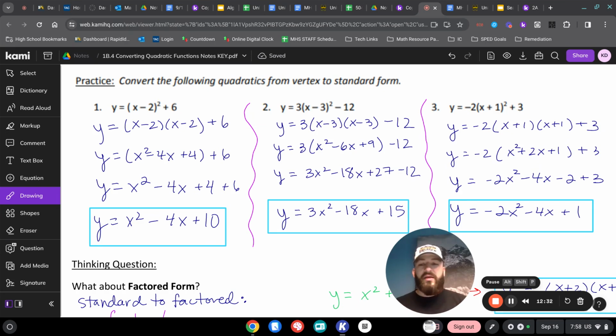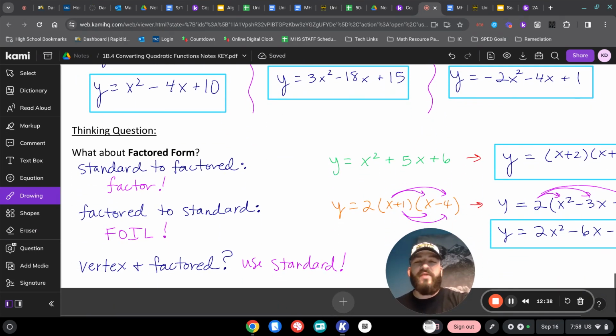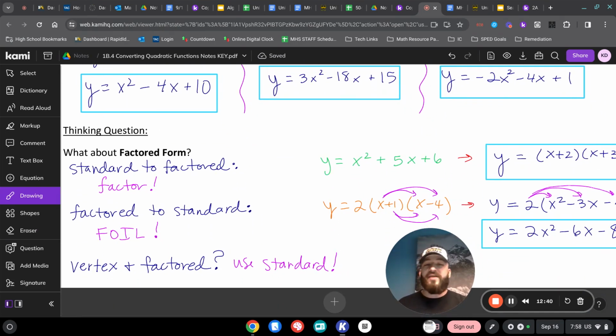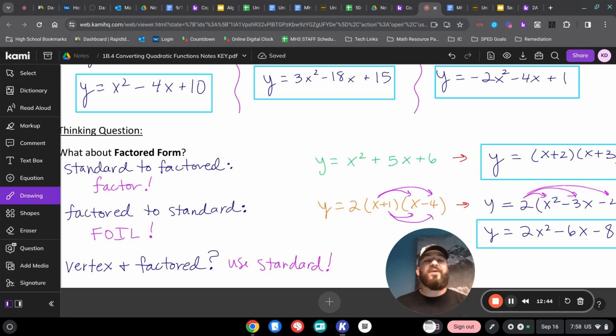Okay, now the last thing that we want to think about is, what about factored form? We didn't really talk about it. Well, factored form is relatively straightforward. We've already actually been converting to factored form. So if I wanted to go standard to factored, I could just factor. So y equals x squared plus 5x plus 6 would factor into y equals x plus 2 and x plus 3. And if I wanted to go factored to standard, just like I went vertex to standard by FOILing, factored to standard would also be that FOILing process.